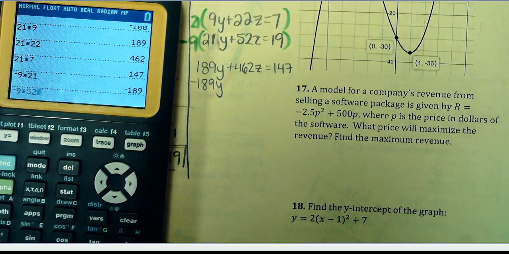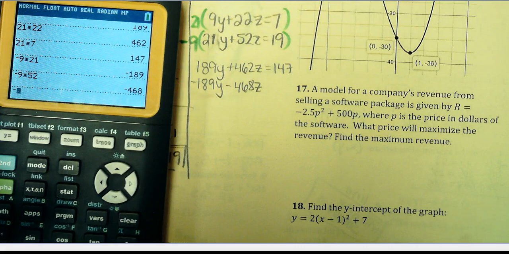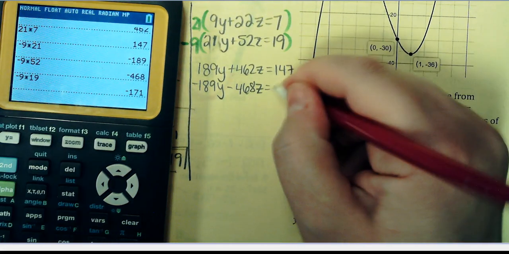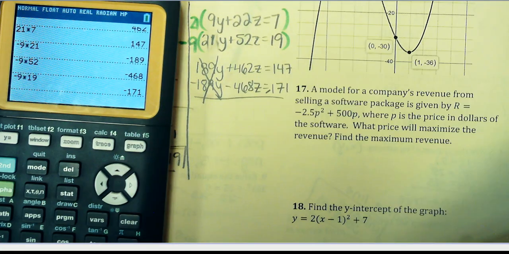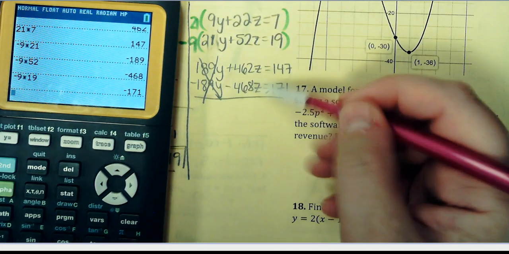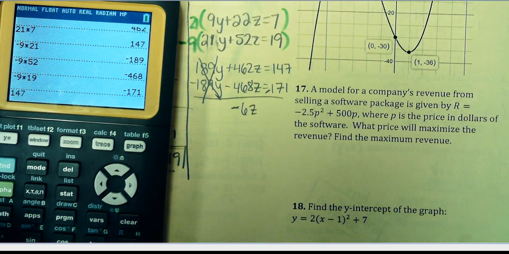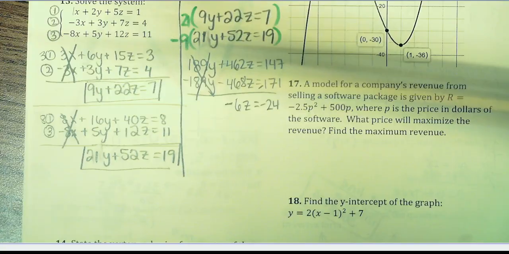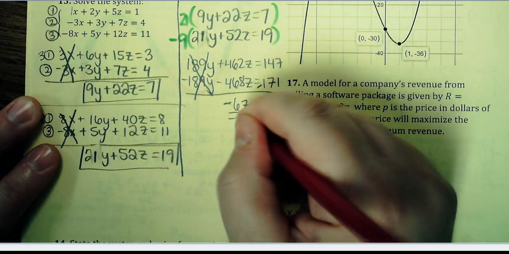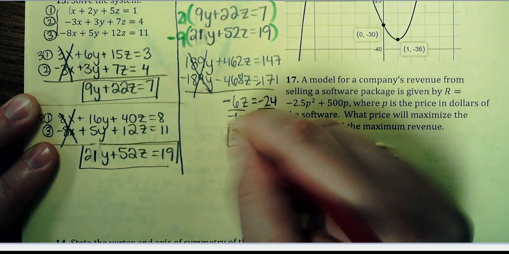-9 times 52, -468 for our z's, and -9 times 19, -171. Y's are gone here. Now, all I've got going on in this question is just going to be -6z, and 147 plus a -171 can give you -24. And then I know I'm in good shape because I'm going to get a nice number here. So divide by -6, z is just going to be 4.